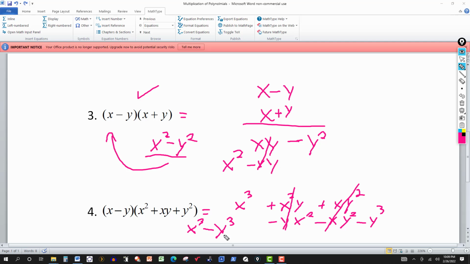Now, the question later on for you is going to be, if you're given x cubed minus y cubed, what does this factor into? So this is actually a formula. It's giving you the difference of two cubes will give you this product right here. Just like in the other one, the difference of squares. x squared minus y squared was x minus y, x plus y. So multiplication of polynomials.